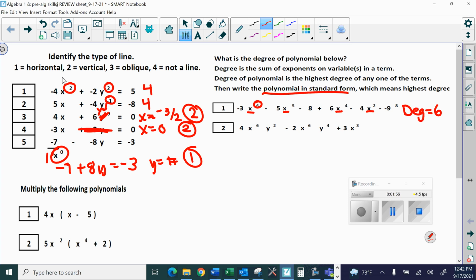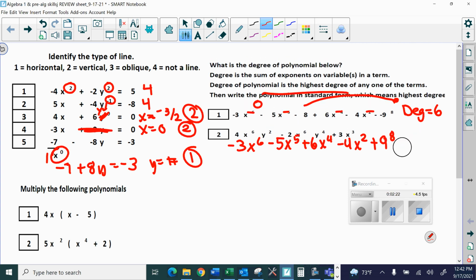Now it asks you to put in the standard form, which is highest degree down. So it's 6, 5, 4, 2, and then this would get put over here with a constant. So I have negative 3x to the 6th minus 5x to the 5th plus 6x to the 4th minus 4x squared plus 9 to the 8th, and then a minus 8. I'm not worried about you putting in the calculator and getting an answer. These are both constants, they go at the end. Okay, so that would be standard form, highest degree down.